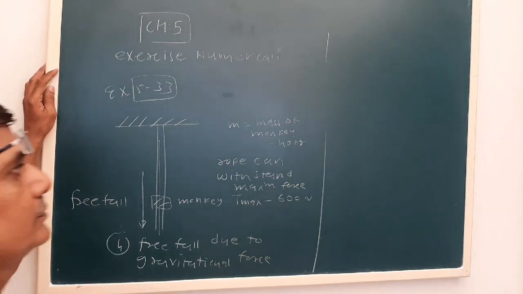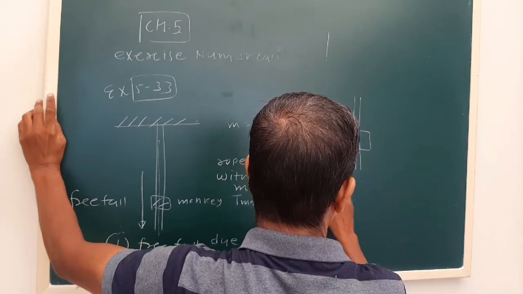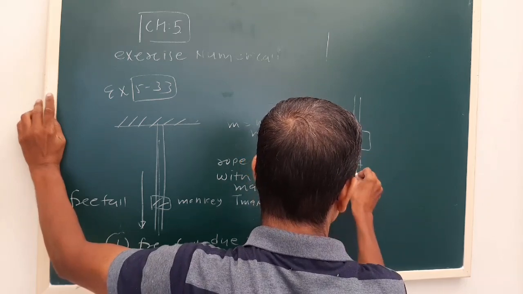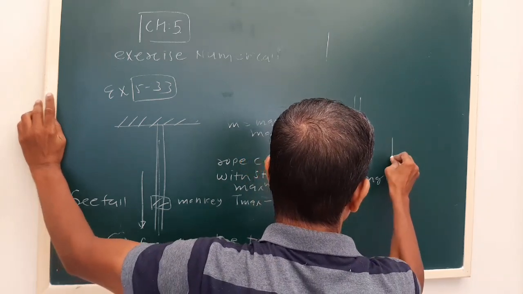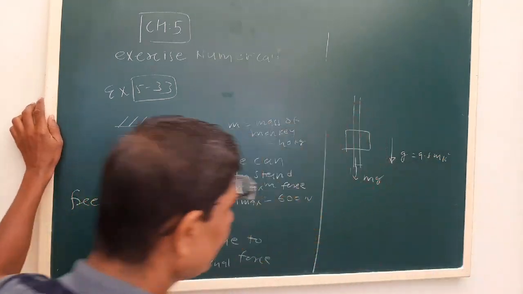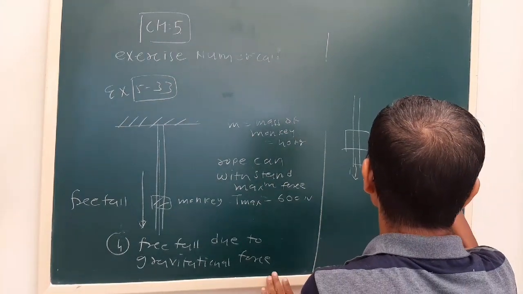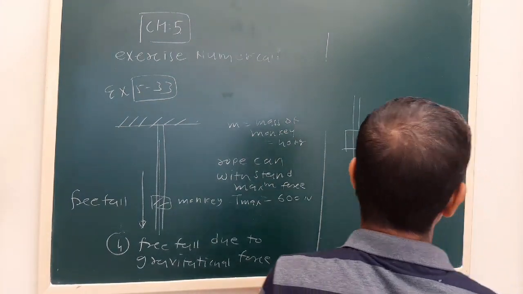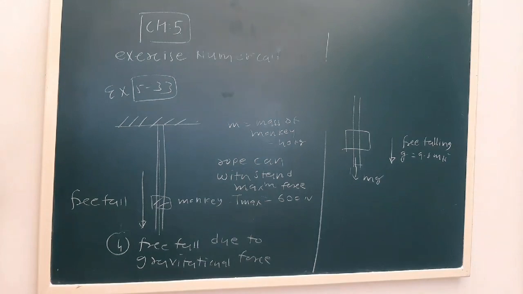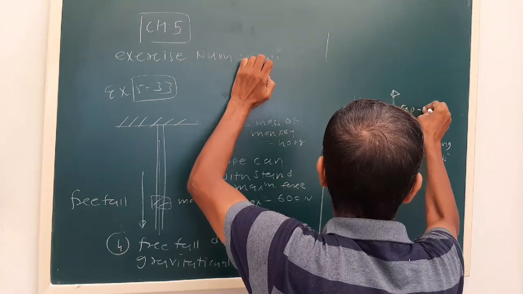Okay, now here also mg. Why? Because for a free falling object, the acceleration is equal to g, that is 9.8 meter per second square. See, our pseudo acceleration.